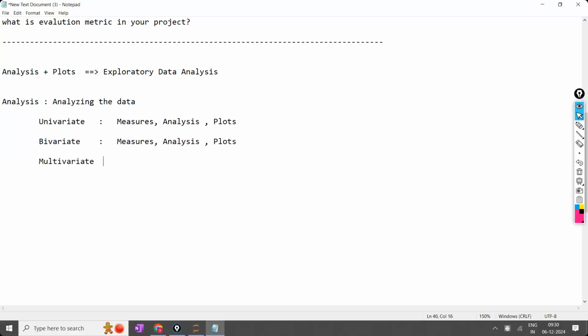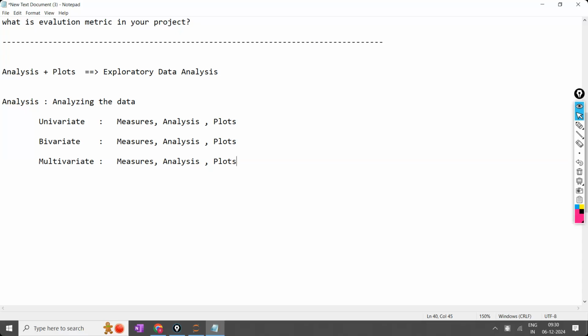Similarly, for multivariate also, we have various measures, various analysis, and various plots. That one is different, this one is different, this one is different. All three are different. It depends on whether you are taking one variable, two variables, or more than two variables at a time.